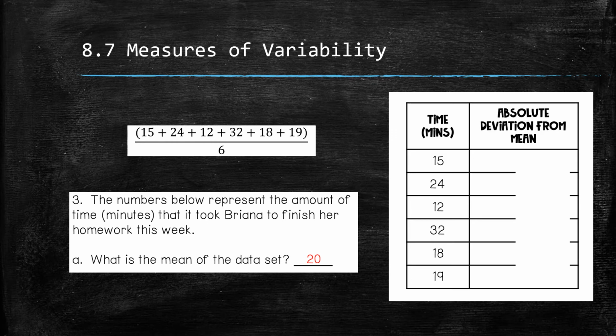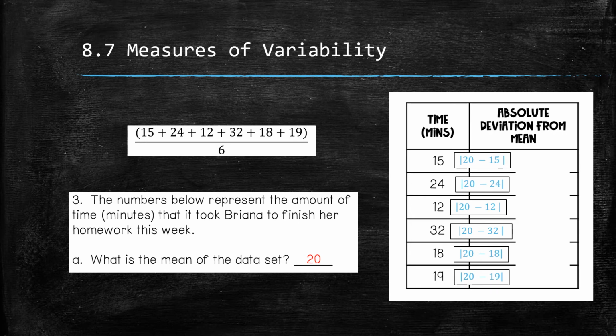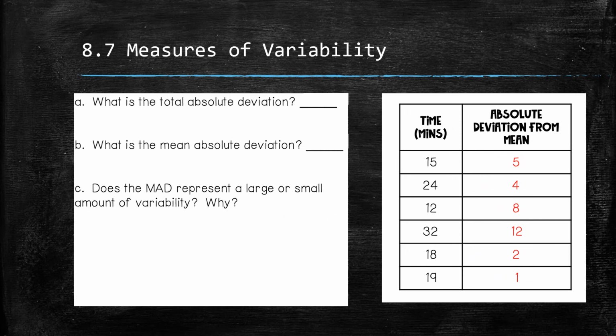Second, I'm going to find the distance between each data value and the mean. So I'm going to take the absolute value, so 20 minus each of those times. And now I have the absolute deviation of the mean. So now I'm going to calculate the total absolute deviation by adding up these points. And when I do that, I get 32.